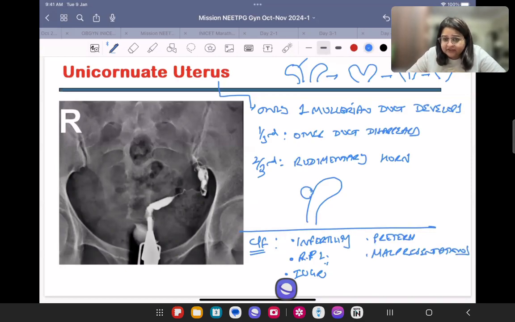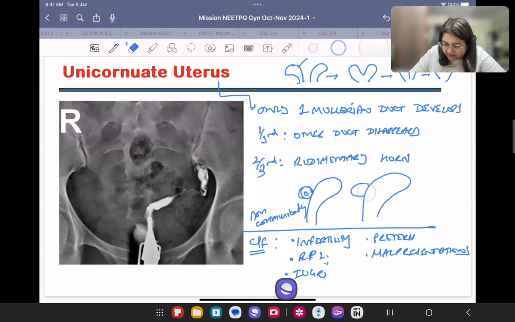In addition to these, if this rudimentary horn has a functioning endometrial cavity, functional endometrium, it depends on whether it is communicating or non-communicating. So like in this, here you have a non-communicating rudimentary horn as against something which is communicating. So here you have a communicating rudimentary horn.